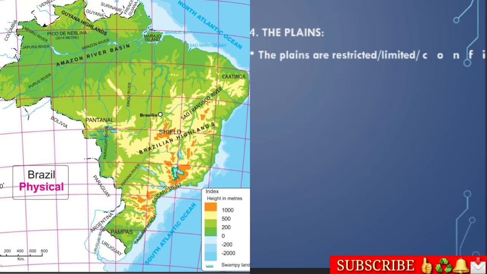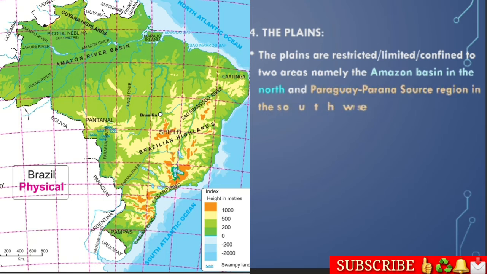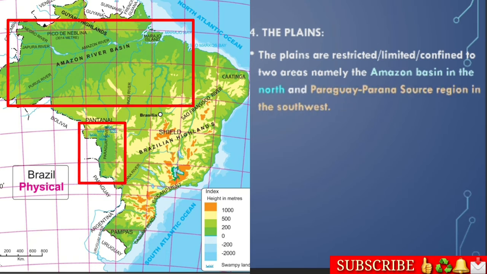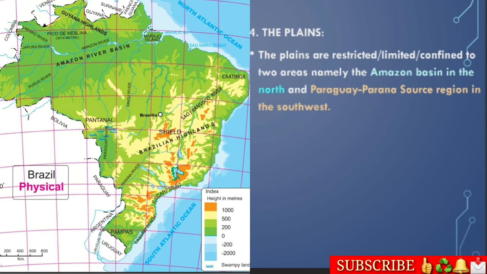See, the plains are restricted, limited, confined to two areas, namely the Amazon Basin in the north and Paraguay-Paraná source region in the southwest. Student, here in the picture we can see most of the region is occupied by the Amazon region, and here we see the major plains, as well as we can see the plains in the southwest area, that is in the source region of Paraguay and Paraná.